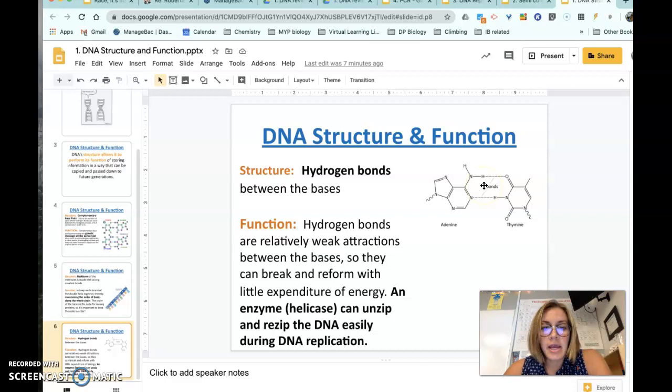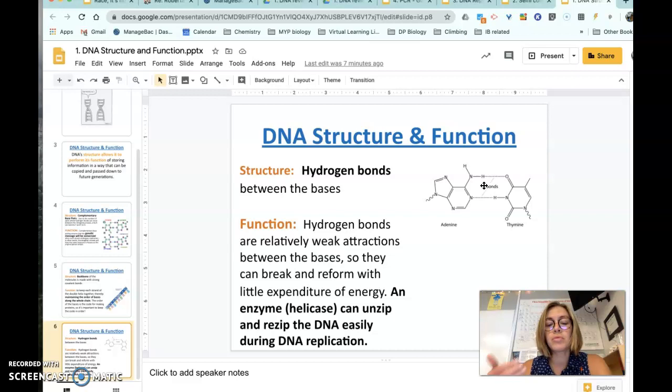And then finally, the hydrogen bonds between the bases. Why these are important is because they are relatively weak, right? We actually can refer to them as hydrogen attractions because these can break and reform relatively easily.